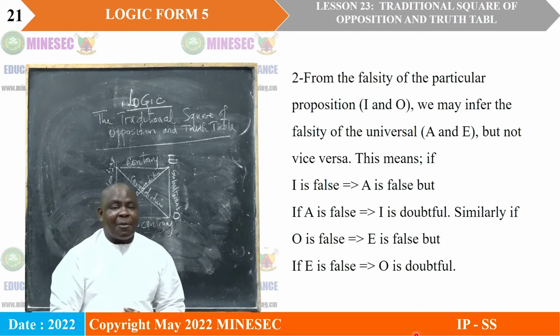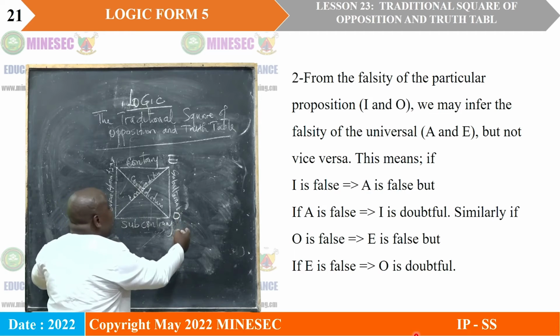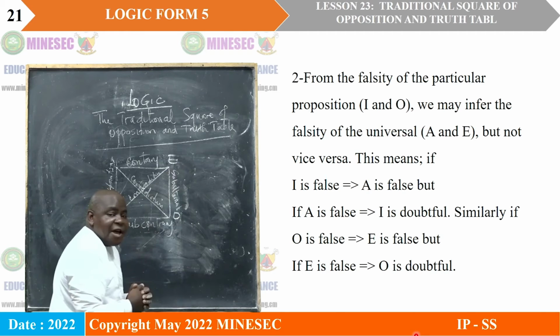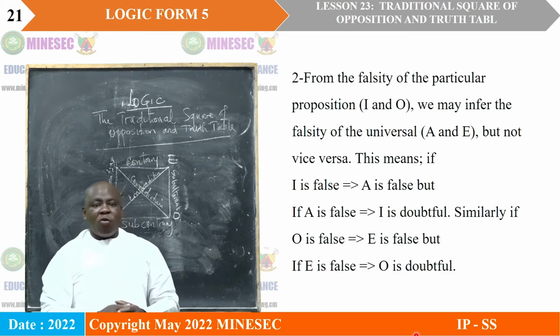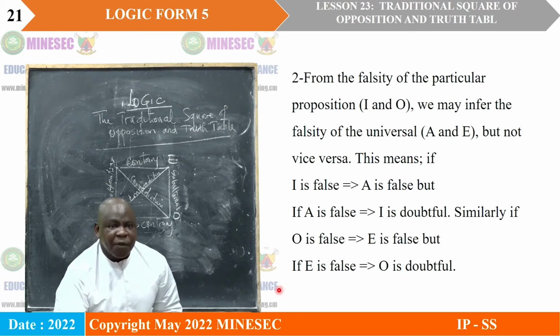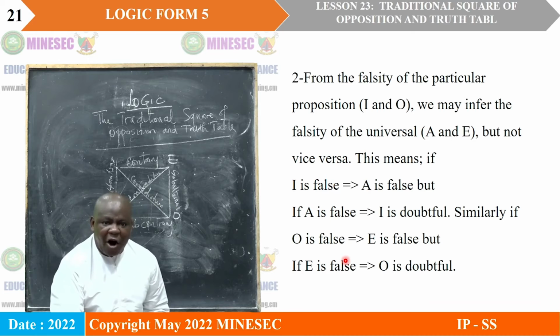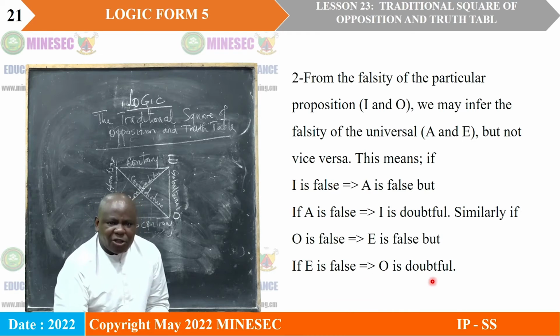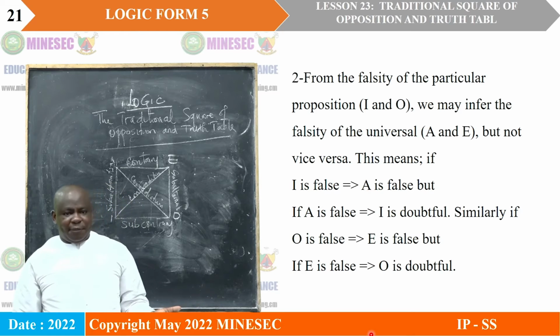The second rule of subalternation is that from the falsity of a particular, we derive the falsity of the universal. That is, if I is false, A is false. If A is false now, you see that I will be doubtful. But similarly, if O is false, automatically E must be false. But if E now is false, you see that O will be doubtful or undetermined.